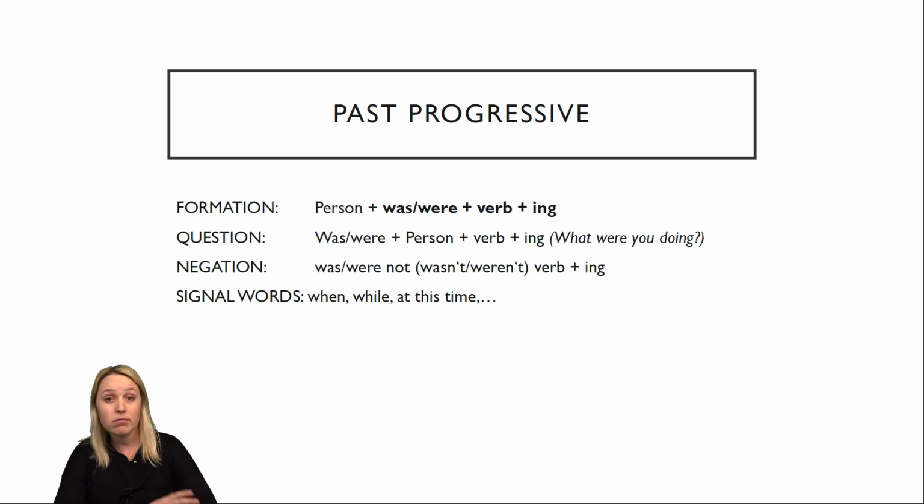So what were you doing yesterday at 7 o'clock? So we want this specific time. What were you doing there? And the negation again: was or were, not, wasn't, weren't, verb plus ing. And we also have some signal words, when, while. So while I was skiing, my friend was sitting in the restaurant because she's a bad skier or whatever. And at this time, so we have again the focus on this temporary aspect. Yeah, so that's the past progressive.